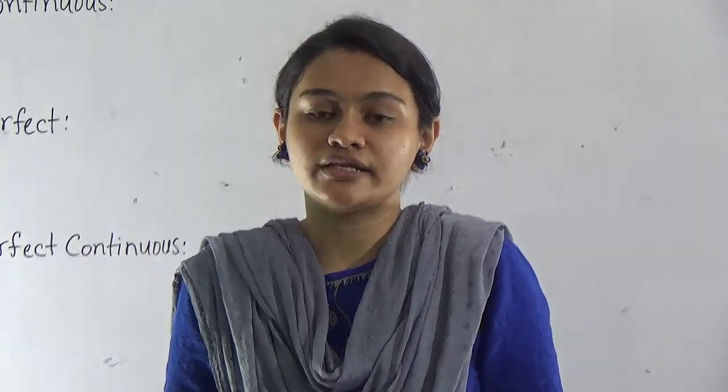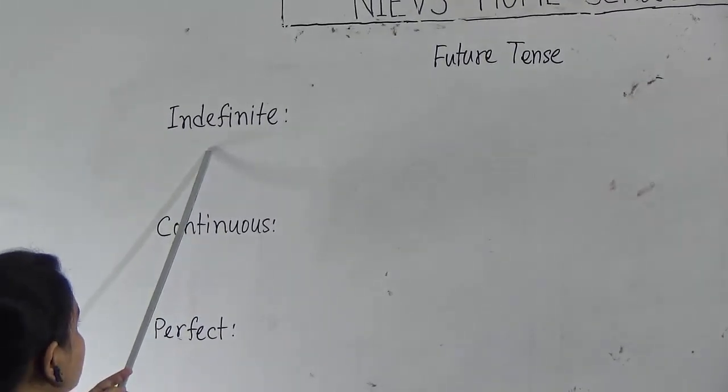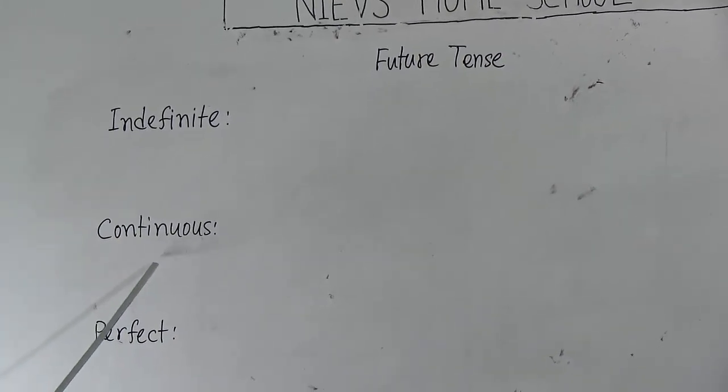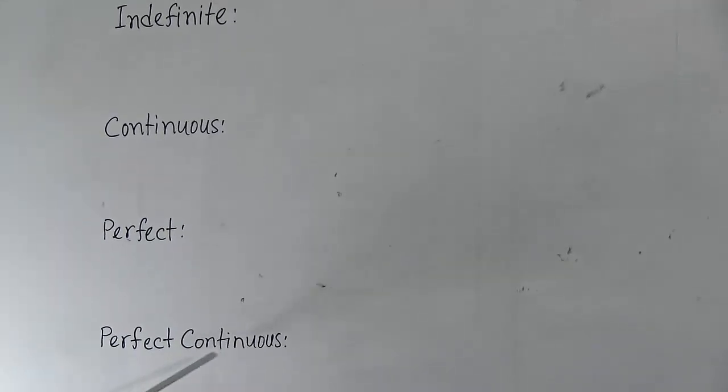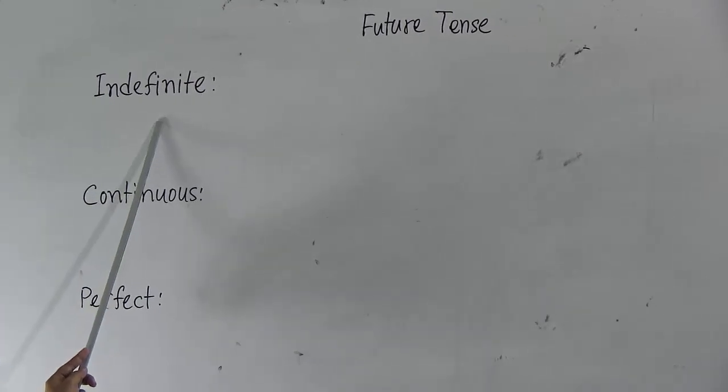My dear students of class 4, today I am going to take your English language class, and our today's topic is future tense. And like present and past tense, future tense also has 4 forms in it. And what are they? Look at the board. Future simple or indefinite tense, future continuous tense, future perfect tense, future perfect continuous tense. Let's get started with future indefinite tense.